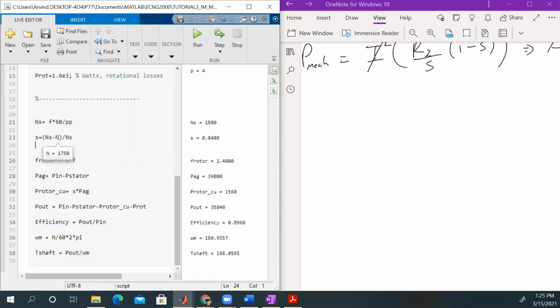So that is why when we were finding the slip, we had to work entirely on the mechanical side, or we could work entirely on the electrical side. Either way, we had one mechanical speed and one electrical frequency. We had to convert from one to the next. So in this case, we went from electrical to mechanical, so we use the pole pairs.